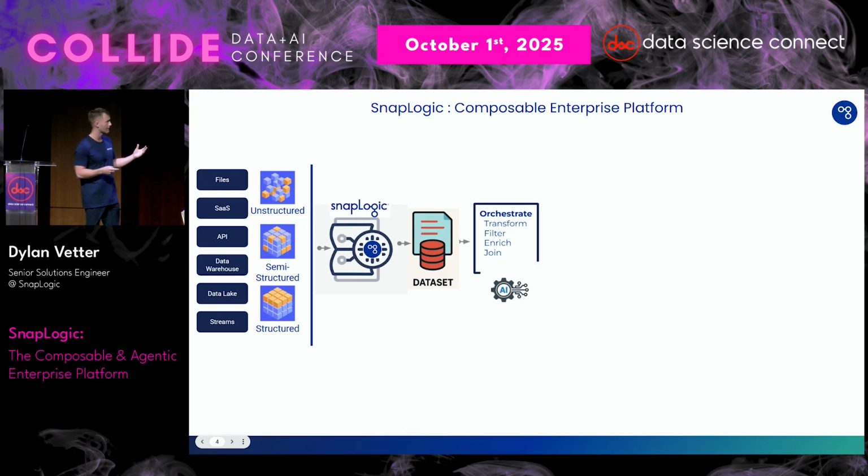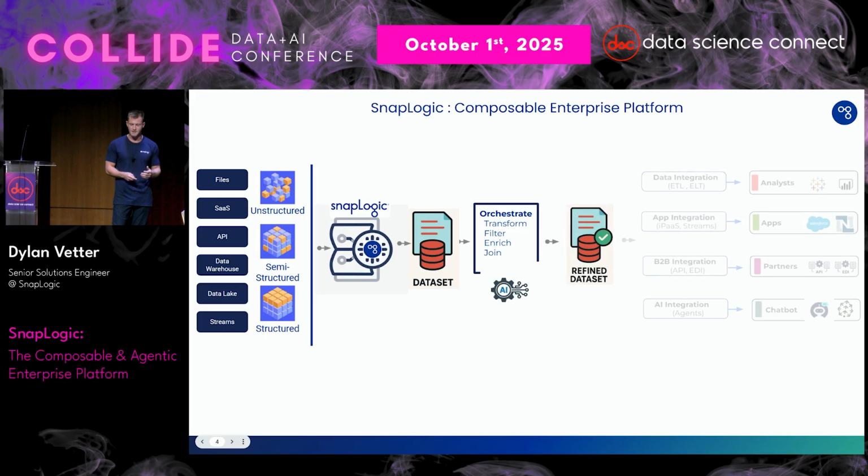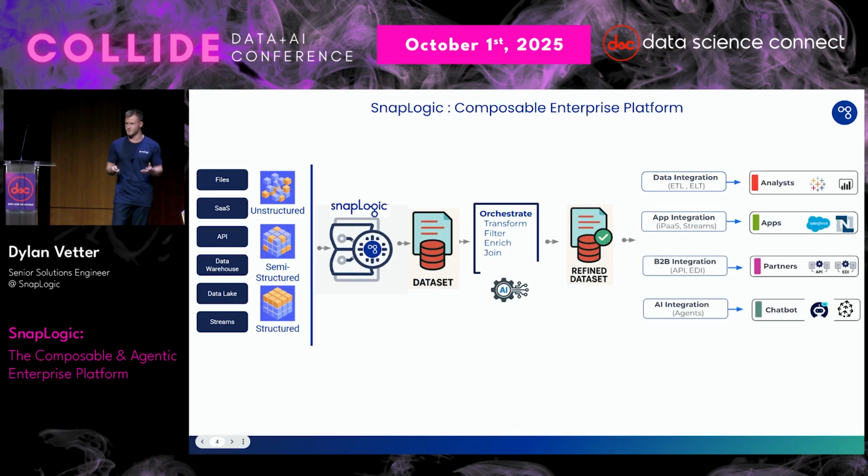And you could do that with out-of-the-box snaps, or of course with AI, you could just use natural language and allow large language models to do that transformation for you. That then turns it into a refined data set, and at that point, the platform is extremely flexible. So you can either do data integration and put that into a data warehouse for analysts to put reporting on top of, send it back to those source systems, i.e. app integration, once again, exposing that data externally through APIs or EDI, or just making sure that data is ready for that AI agent or AI integration that you're doing, either in SnapLogic or outside.